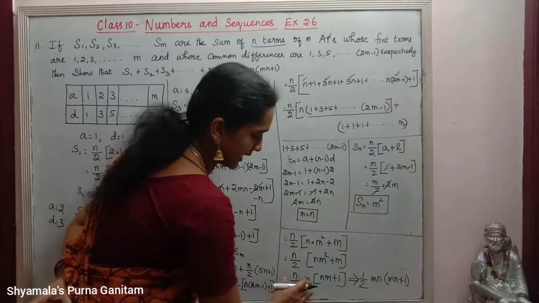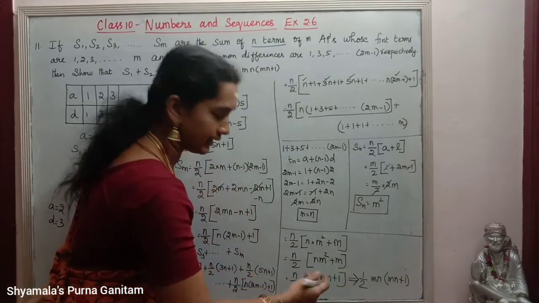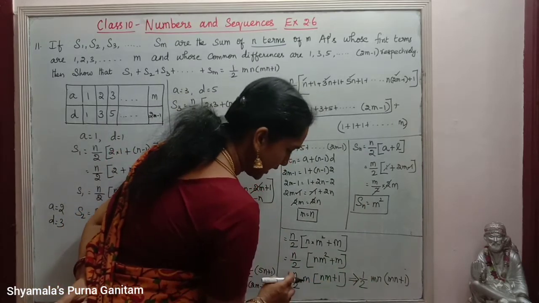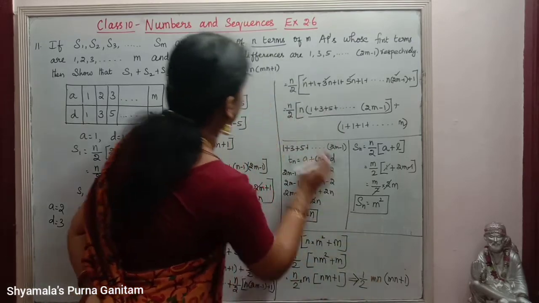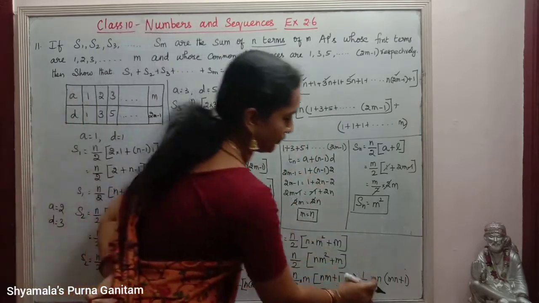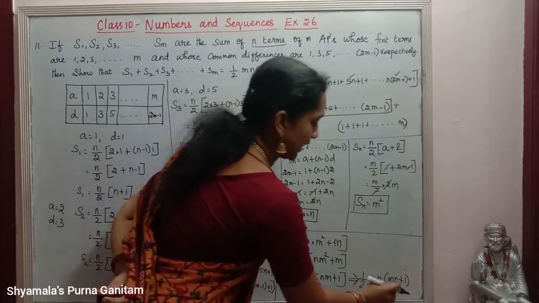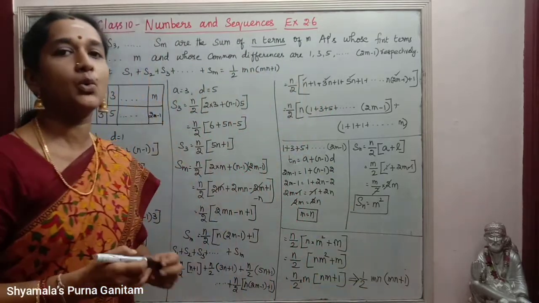1 by 2, the same thing, only I am rewriting it. 1 by 2 into nm, I am writing it as mn, that only we are asked to find, into mn plus 1. So this is how it has to be done.